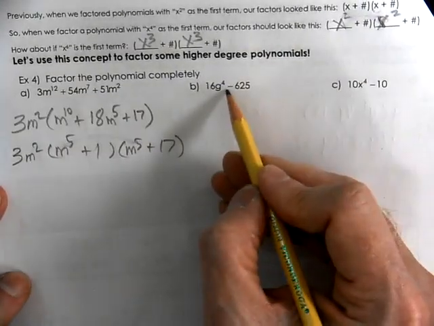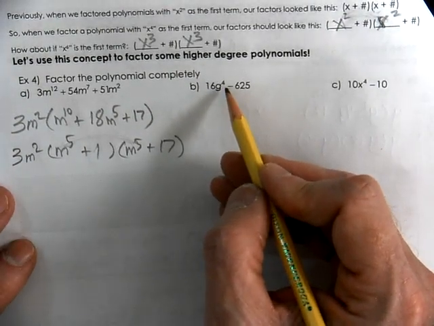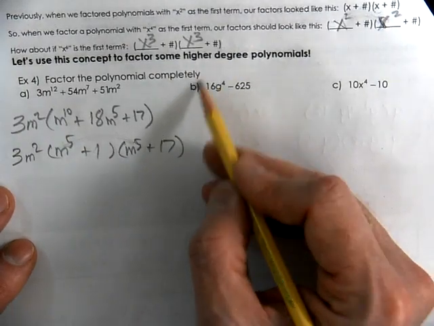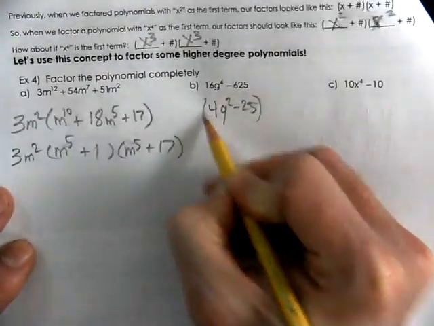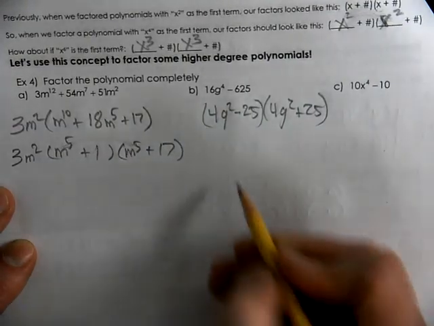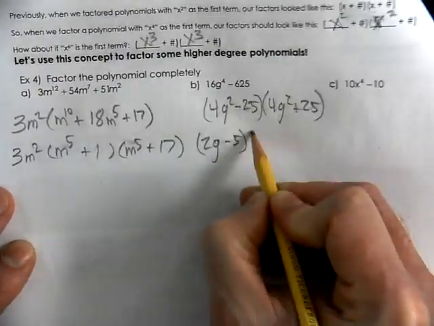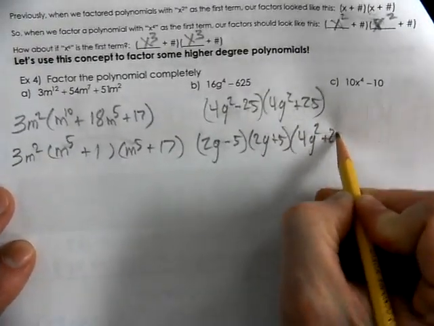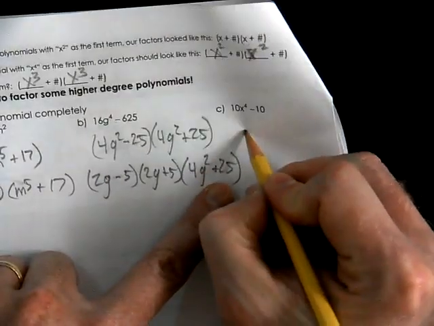This one down here, this looks like the difference, but this is the 4th power. We don't have a rule for the 4th power. We're going to treat this just like a quadratic. Can you take the square root? So you get 4g squared minus 25, 4g squared plus 25. And then you have again the difference of two squares. But on this side, we do not have the difference of two squares, so you cannot factor that. Then for the last one, we have a GCF.